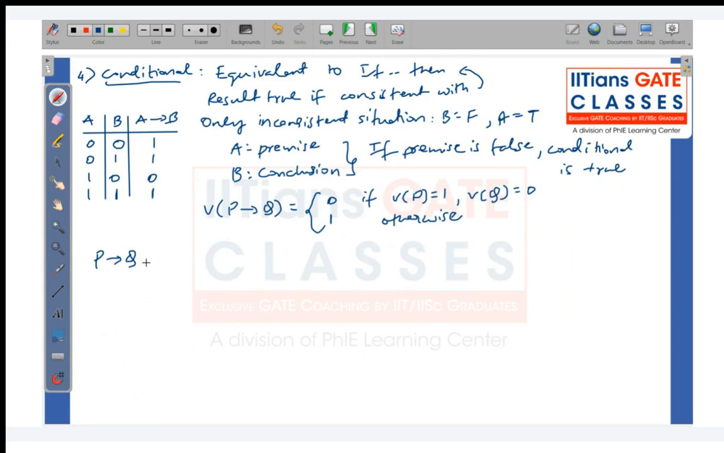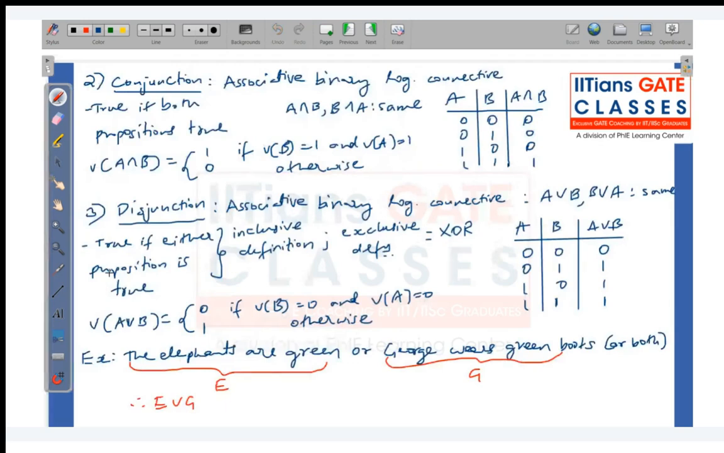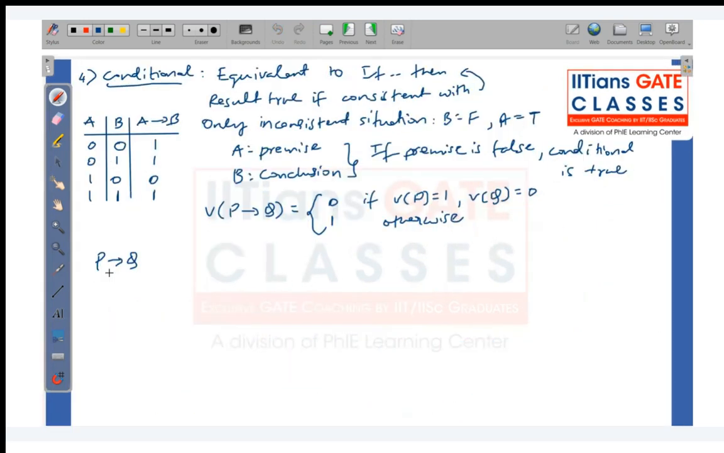So this P implies Q, another thing I need to mention, I can write this using these 3 other connectives: negation, conjunction, and disjunction. How can I do that? This is equivalent to negation of P or Q.